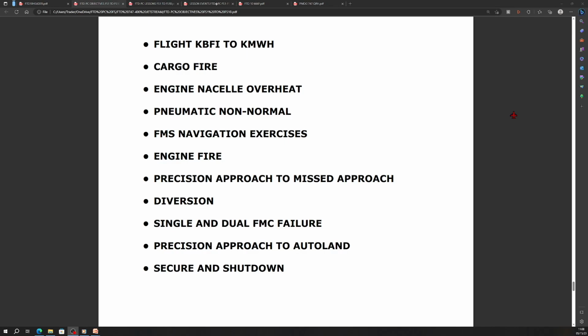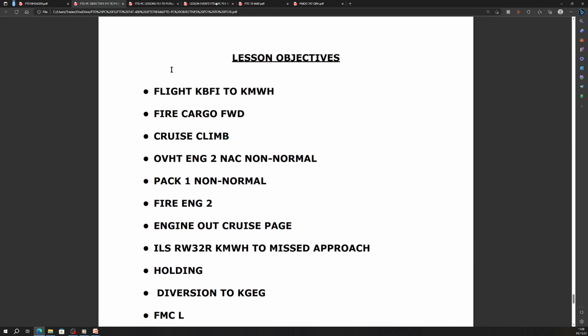And then there's a diversion to Spokane because the weather in Moses Lake is such that we cannot get back in. And then on the way to Moses Lake, we have a single FMC failure. Usually that's on one period, and then a dual FMC failure in the other period. But since we're only doing one period, it's going to be a single FMC failure, and we'll go through that procedure. And then that'll be followed by a second FMC failure, so we have both FMCs out. And then as we get into the Spokane area, we'll do an ILS approach to an autoland, and then shut down and secure.